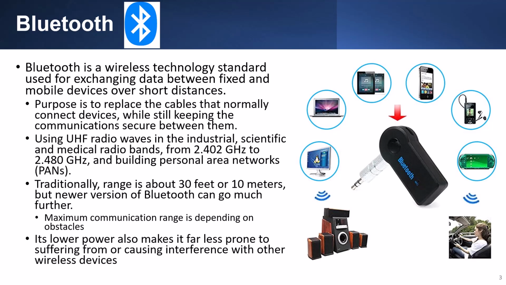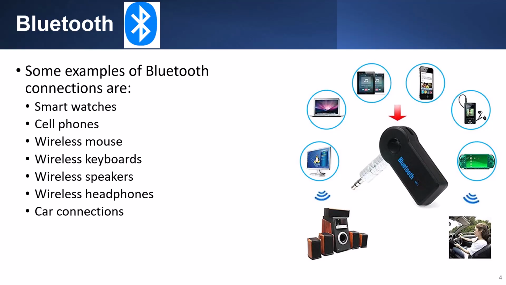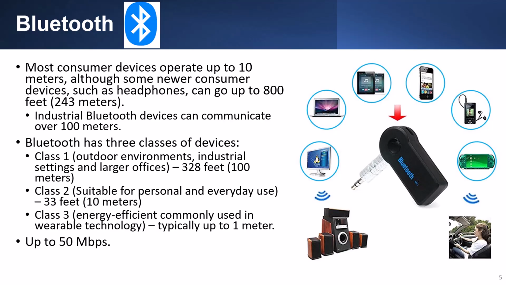Since the short range means that these devices are using lower power, it is less prone to suffer from or causing interference with other devices. Some examples of Bluetooth are smartwatches, cell phones, wireless mouse, wireless keyboards, wireless speakers, wireless headphones, and card connections. Most consumer devices operate up to 10 meters, although some newer consumer devices such as headphones can go up to 800 feet or 243 meters. Industrial Bluetooth devices can communicate over 100 meters.